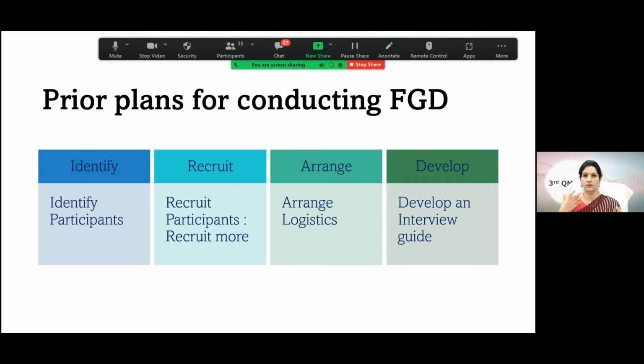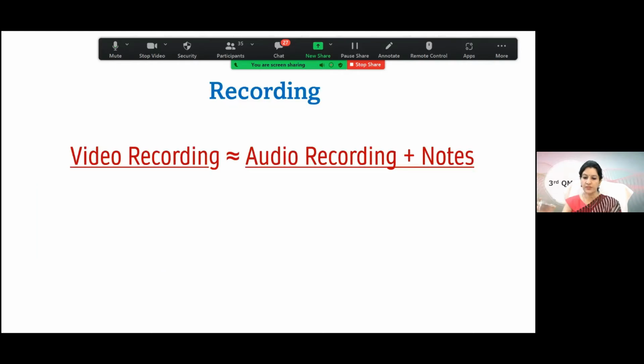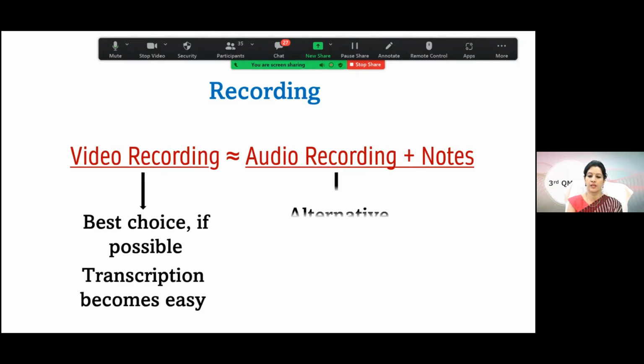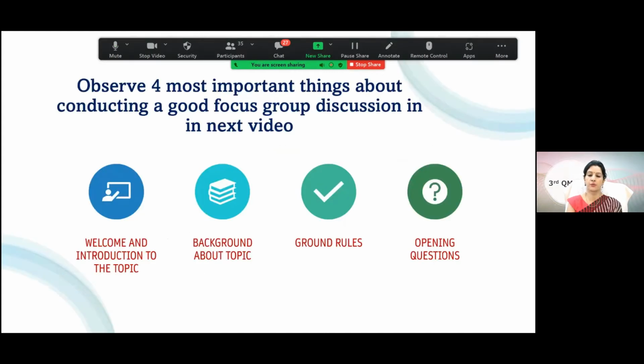So you should invite more number of participants. Then you should arrange logistics, develop an interview guide, and then, like we said, video recording is the best, but if they don't give consent, then audio recording and notes will also do, because in video recording you can note the gestures also. So these are the 4 important things.